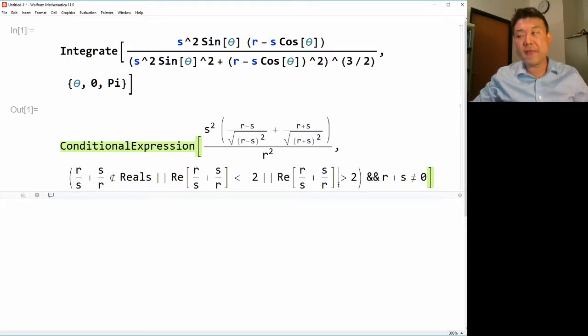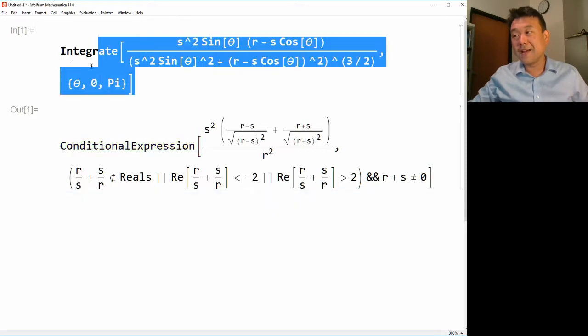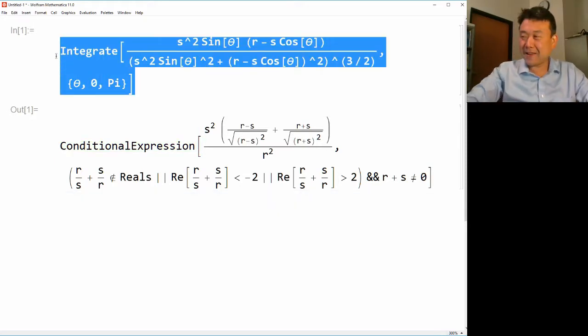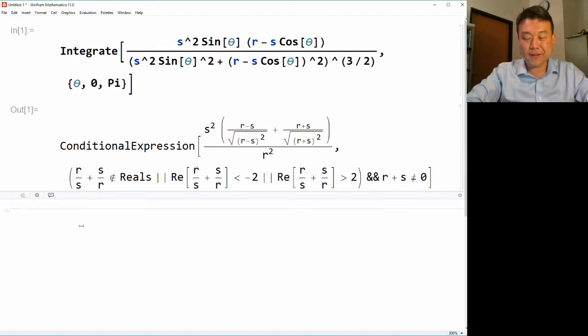I mean, we know what S and R are. They are radii, they are positive numbers. In fact, we can even say R is greater than S. So we know all that. Mathematica doesn't know that. So what I'm going to do is redo the calculation.